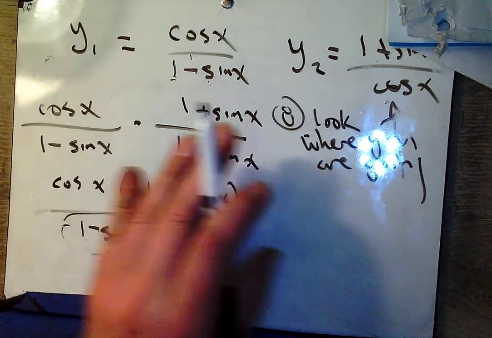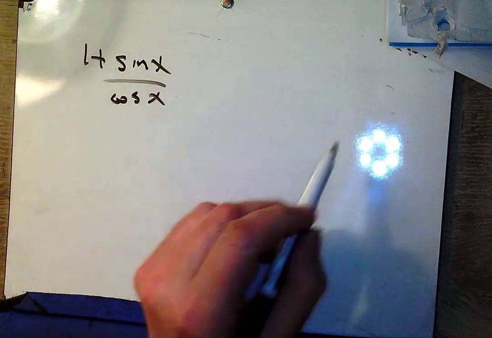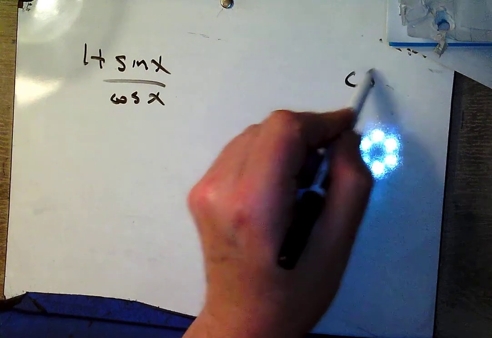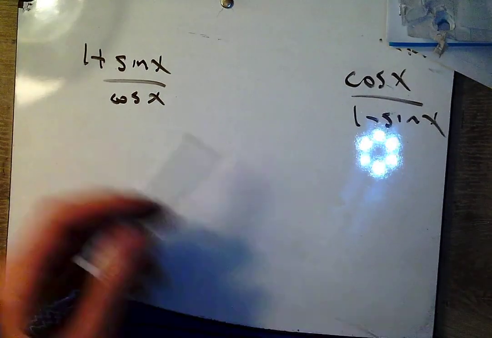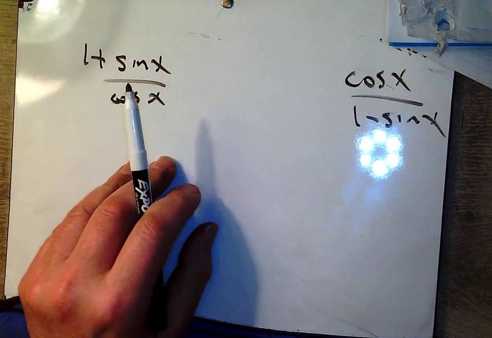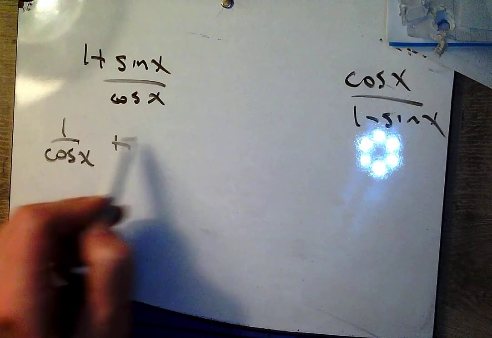No, I'm not going to do that one yet. Okay. But we can also go the other way. 1 plus sine x over cosine x, and we're showing why that's equal to cosine x over 1 minus sine x. Well, again, I think conjugate is perfect here. I mean, you could do this. You could break this up into two separate fractions.